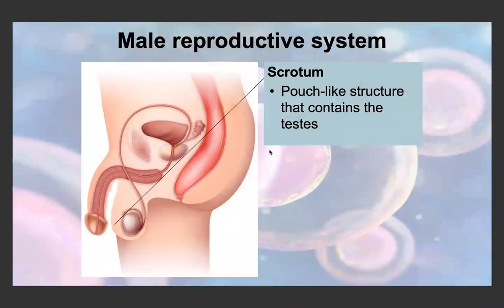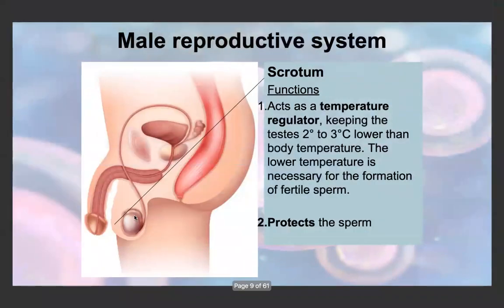First, looking at all the different parts of the male reproductive system, we'll start with the scrotum. This is a pouch-like or sac-like structure containing the testes inside it. The functions of the scrotum are twofold. First, the scrotum must regulate the temperature of the testes. The testes need to be about 2 or 3 degrees lower than the inside body temperature in order to produce fertile sperm. So that's why the scrotum allows the testes to hang outside the body to keep the temperature slightly lower. And the scrotum, of course, also protects the sperm.